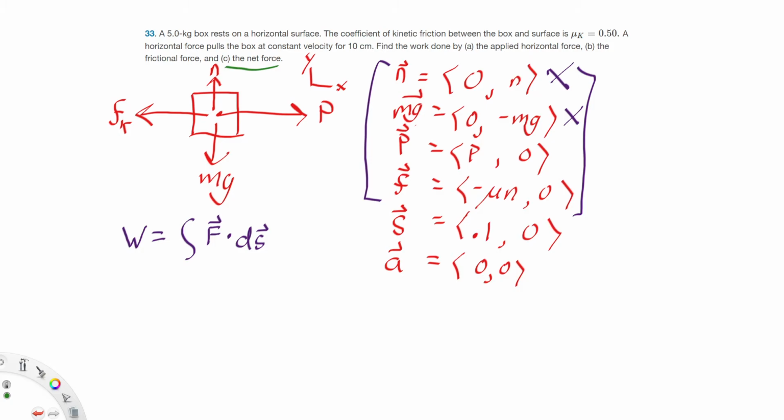Trainmaster. Yeah, it's 0. We're told that the box is being pulled at a constant velocity. Constant velocity means 0 acceleration. 0 acceleration means 0 net force. And if there's 0 net force, there's no work. So no net force means no work.